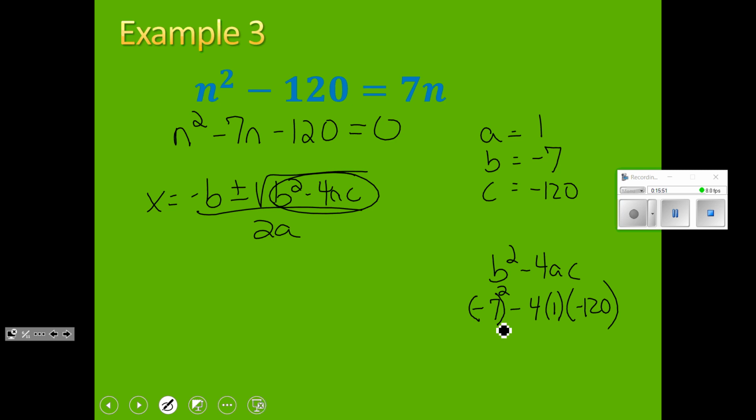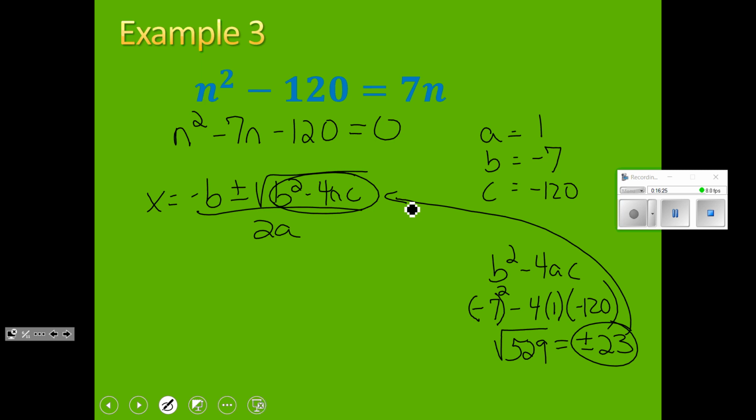So let's put this in. I got 529. And if we take the square root of 529, we know that that's going to equal plus or minus 23. Because I always check to make sure it's perfect. And then if it's not perfect, I check to see if I can factor tree it or simplify it. And if I can't simplify it, then I'll leave it as a square root. But this one was perfect, so I'm going to plug this into the formula.